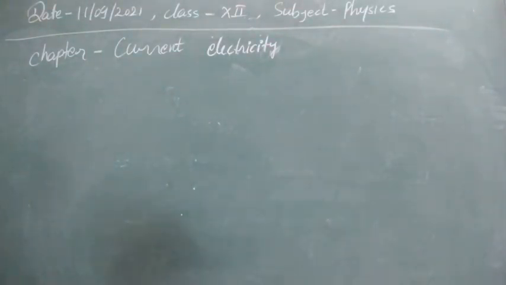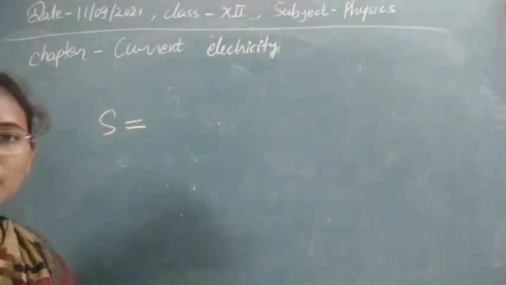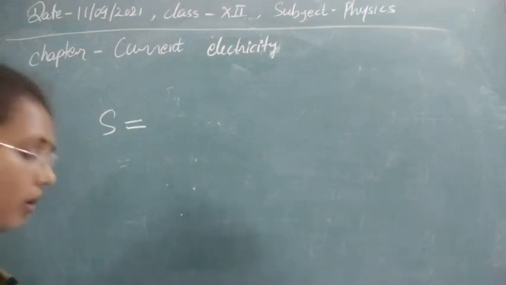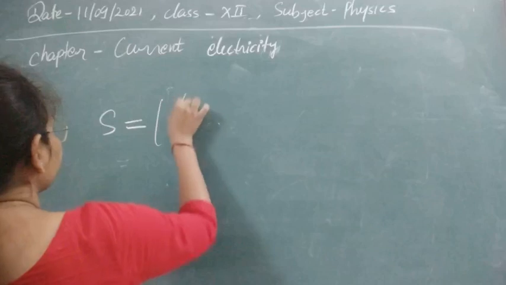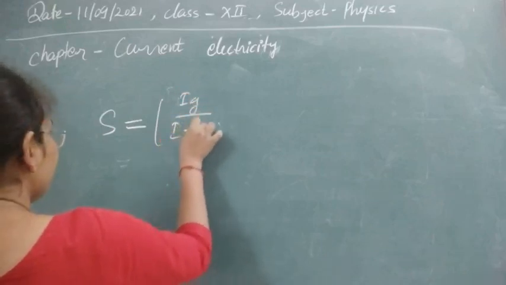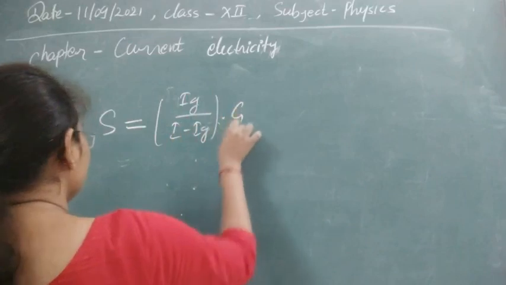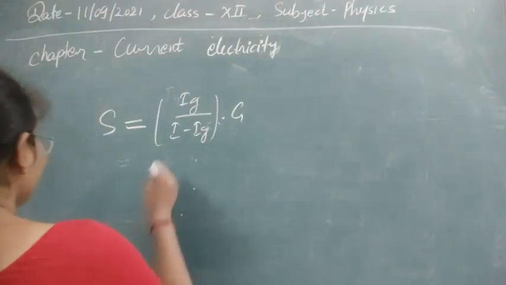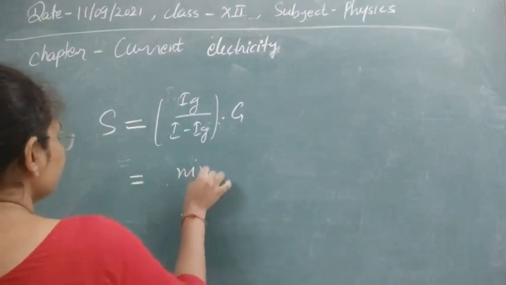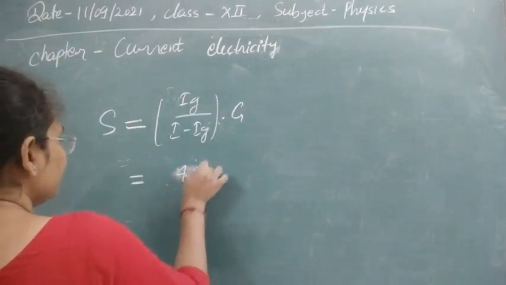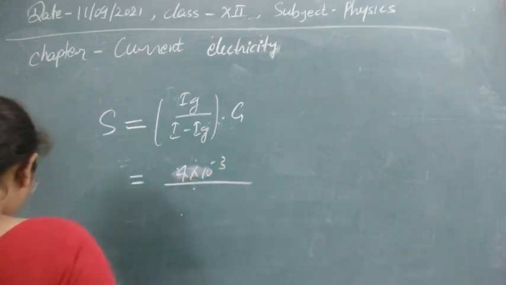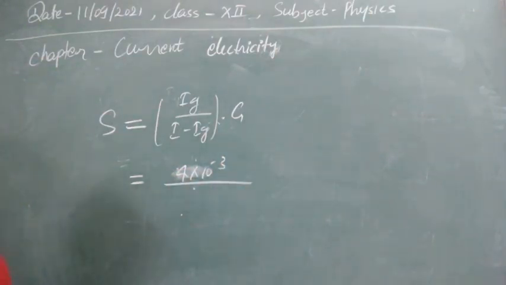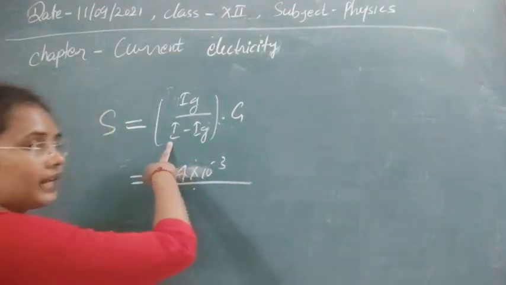For this, as you know, the formula for the shunt that we use to convert the galvanometer into an ammeter or voltmeter is given by S is equal to Ig times G divided by (I minus Ig), where Ig is the current in the galvanometer and G is the resistance of the galvanometer. So as Ig has the value given, that is 4 milliampere, if we solve it, 4 into 10 to the power minus 3 you can write. Now I has the value that is the maximum current that can flow through the ammeter, that is 6 ampere.